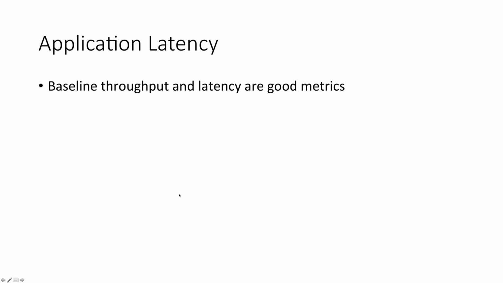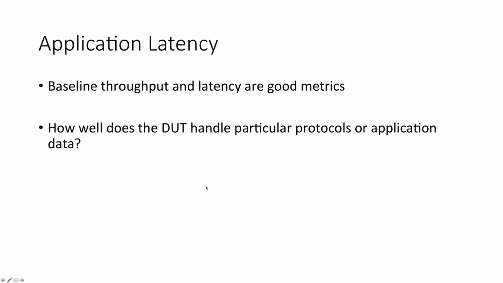So let's talk about application latency. While baseline throughput and latency are good metrics, what we really want to know is how the device handles particular applications, because that's what the user is going to experience. And since these are subjective, we want to look at changes over time. So do we see any severe changes?